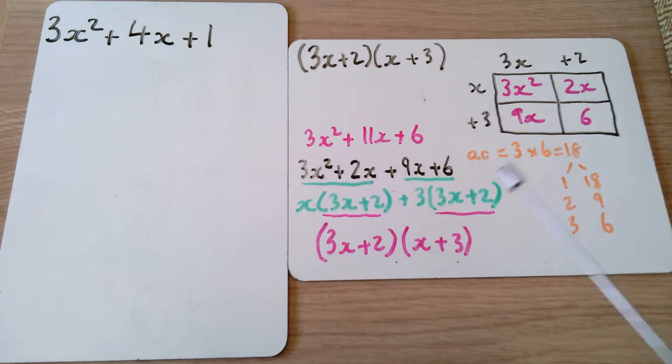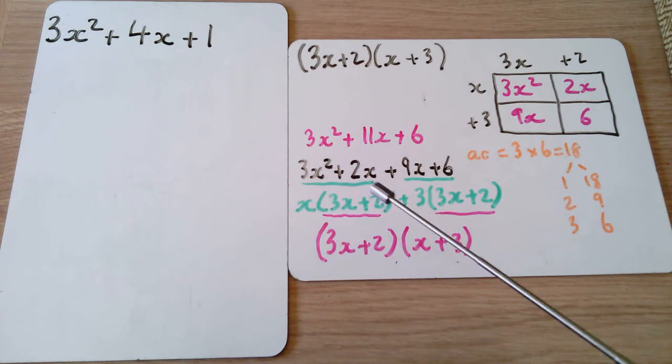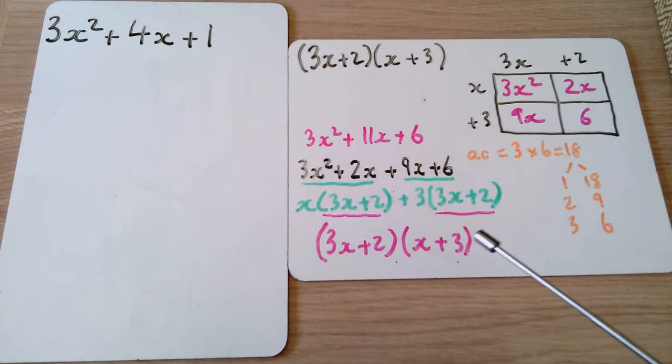The final step is then seeing that 3x plus 2 is now common to both. If we take out a factor of 3x plus 2, we're left with the x over here and the plus 3 over here, giving us x plus 3. So as mentioned, we're going to be looking at a few different examples today, slightly more challenging, which I think people generally make mistakes on because they get a little bit lost.